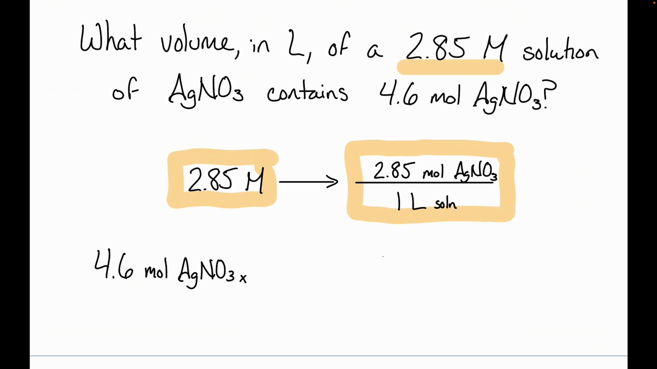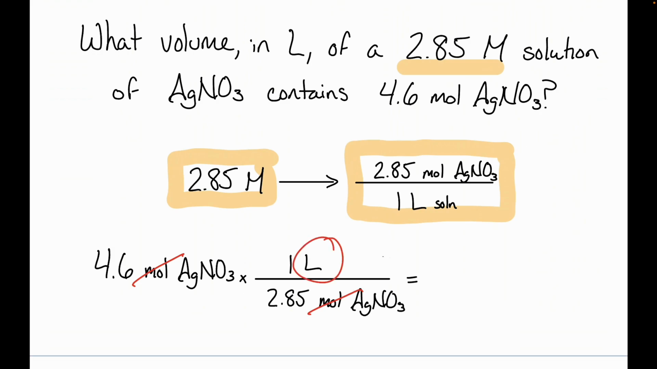So instead, how am I going to use that concentration? I got to flip it, right? So instead, I'm going to divide by my molarity here, divide by my concentration. So the 2.85 moles of silver nitrate are on the bottom, and my liters of solution, my volume, are on top. All right, now moles will cancel out, and I'll be left with units of volume. So if I needed 4.6 moles of this silver nitrate, then I would have to go to my graduated cylinder and measure out 1.614, blah, blah, blah, but then to the correct number of sig figs.